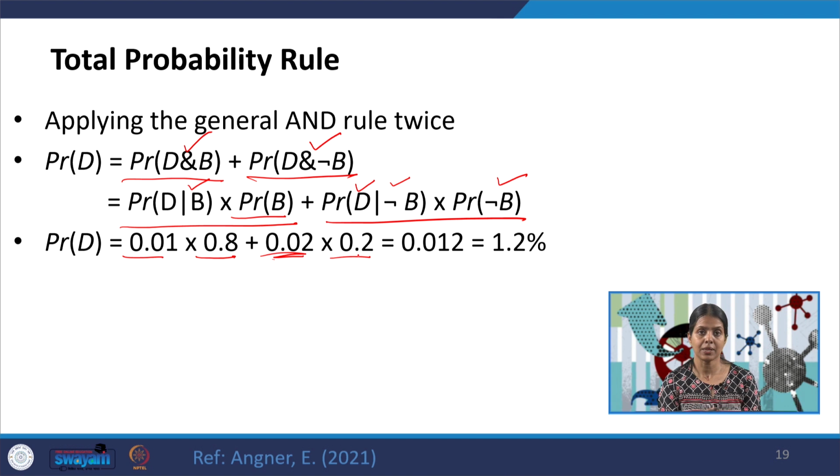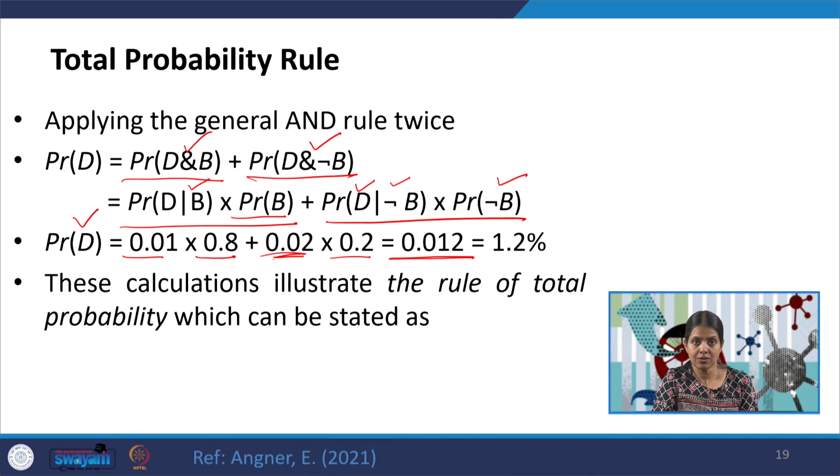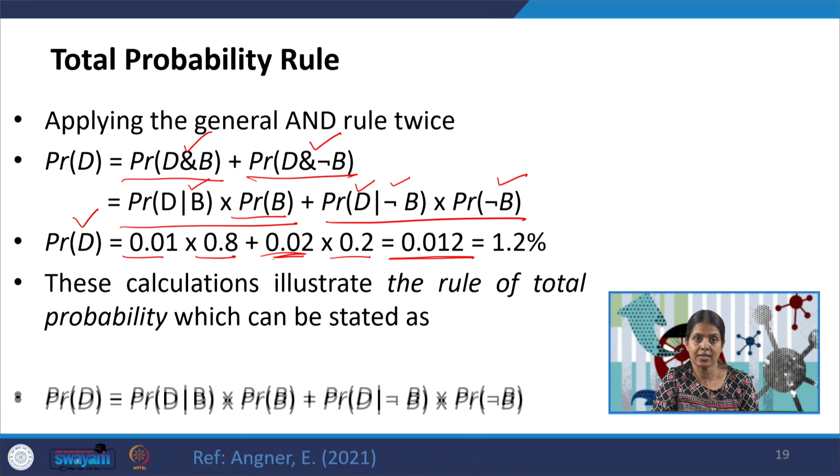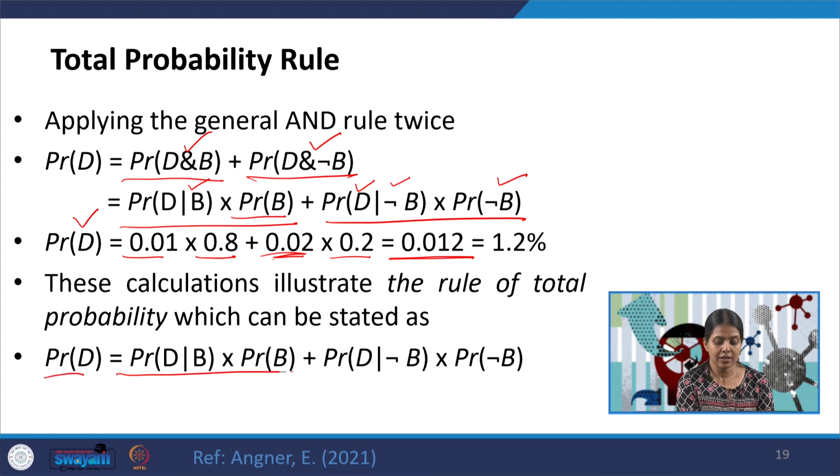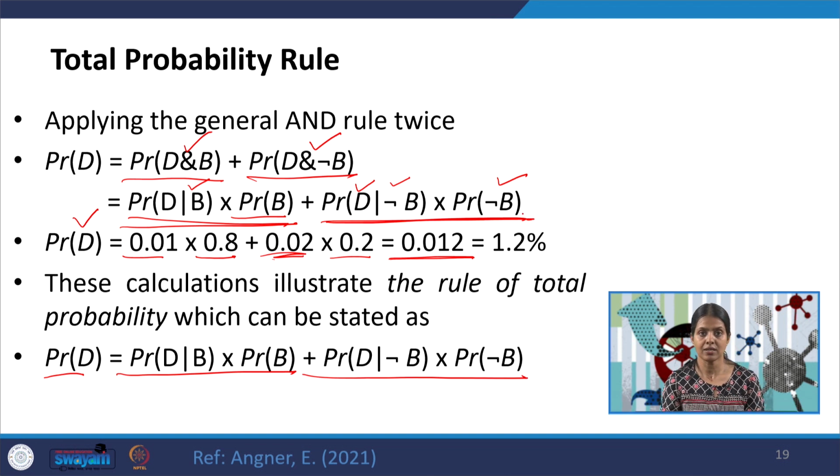By multiplying and adding, we arrive at a number of 0.012, which is 1.2%. So, the probability that a randomly picked up frisbee will turn out to be defective is 0.012, or 1.2% chances that it is going to be defective. These calculations illustrate the rule of total probability, which can formally be stated as P(D) equals this expression plus this expression, right. These are directly taken from above.